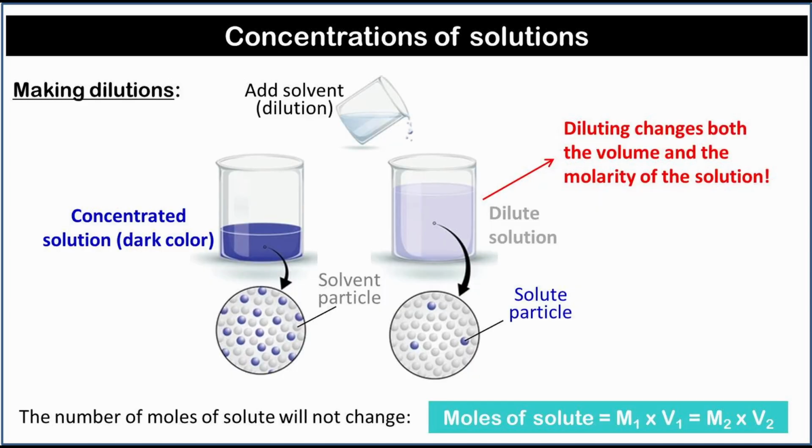A dilution can be prepared by adding solvent to the concentrated solution. Diluting changes both the volume and the molarity of the solution, but the number of moles of solute will not change, as shown in this equation.